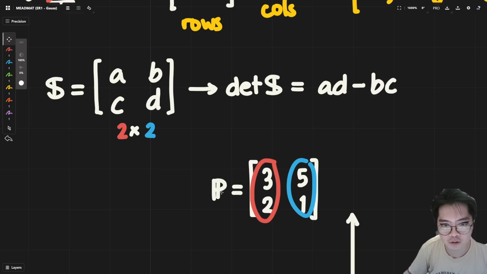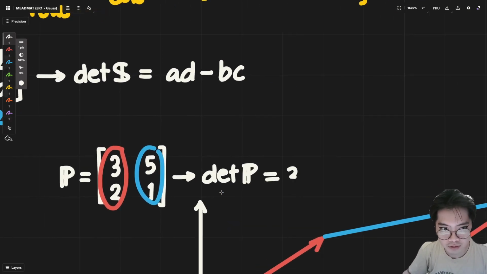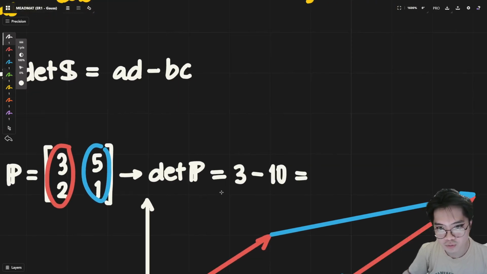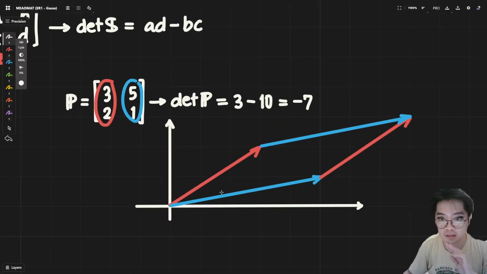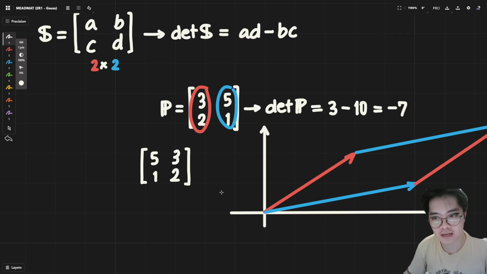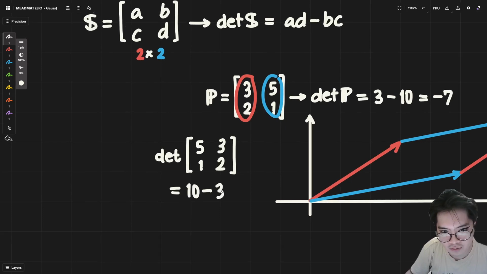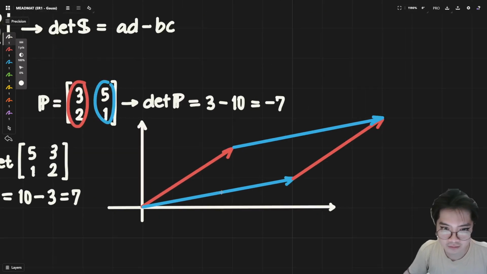In this case, let's call this matrix P. The determinant of P will be equal to 3 times 1 is 3, minus 2 times 5, which is 10. So this will be negative 7. That means this total area is negative 7. If we switch these, so instead we have 5, 1 and then 3, 2, this will now be positive: 10 minus 3, that is 7. Either way, the magnitude is 7.